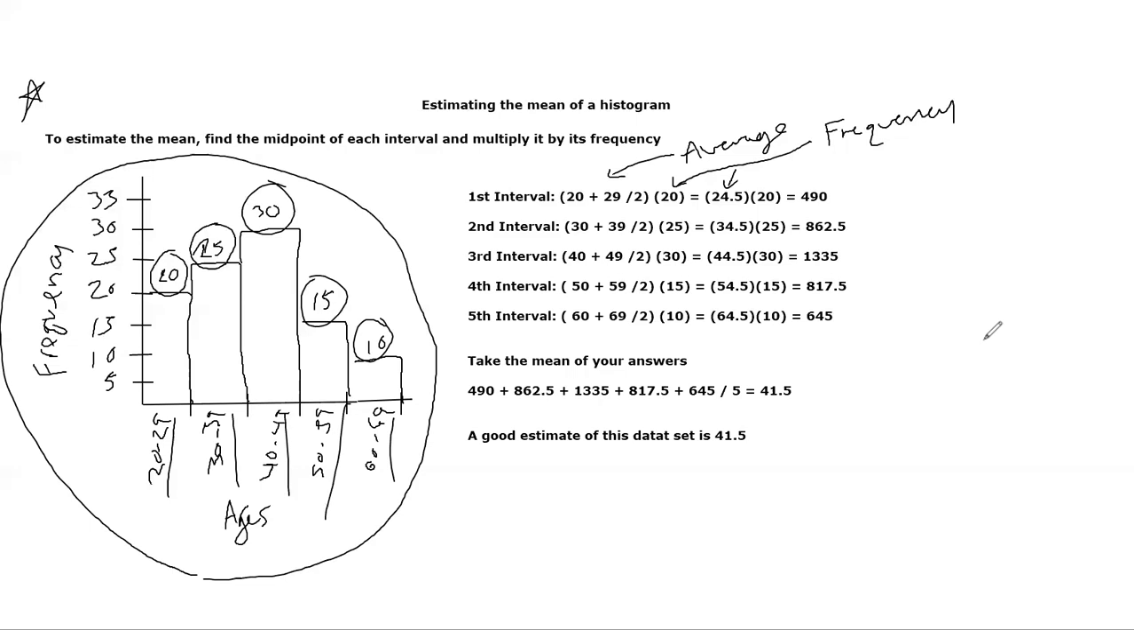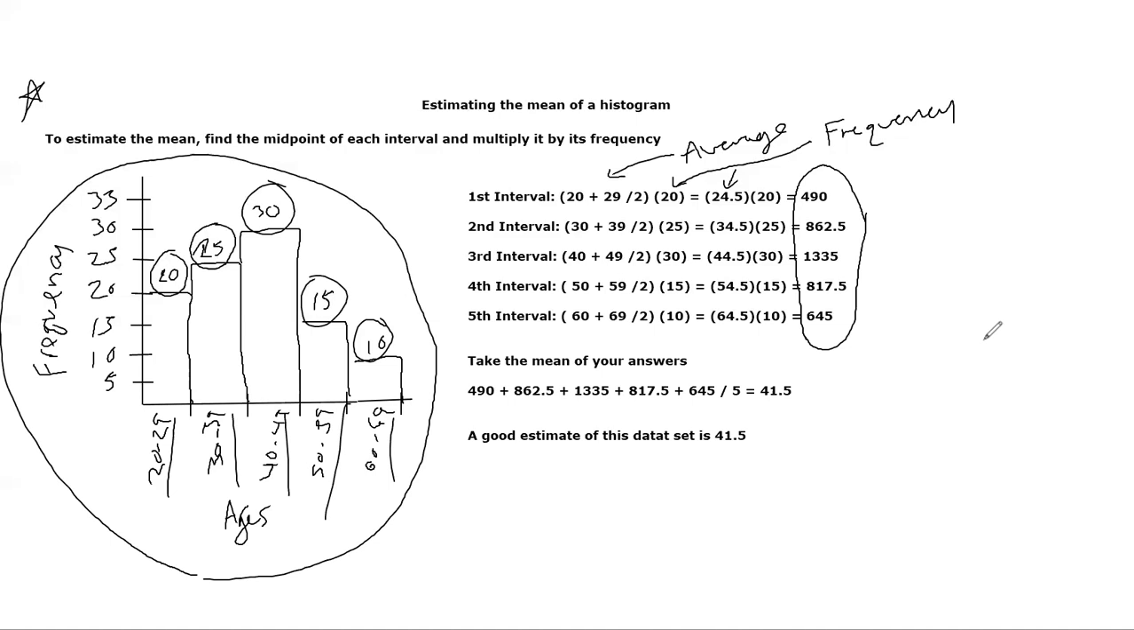All right, cool. So what am I gonna do with all those numbers? Now that I've taken the mean of every single interval and multiplied it by its frequency, I'm gonna take all of these answers, right? And I'm gonna take the mean of those. Take the mean of all your answers. That means I'm gonna have to add up all my answers, and divide them by the number of numbers that I added up. So we're gonna have 490 plus 862.5 plus 1,335 plus 817.5 plus 645 divided by 5.